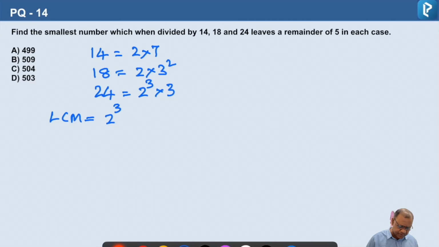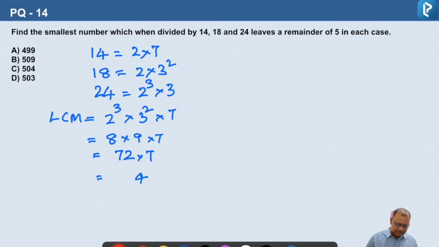2 highest power 3, 3 highest power 2 and 7. That is 8 into 9 into 7. So 8 9s 72 into 7. 7 2s 14, 1 carry, 7 7s 49 plus 1 is 50. 504. So this is the LCM of all these three numbers.